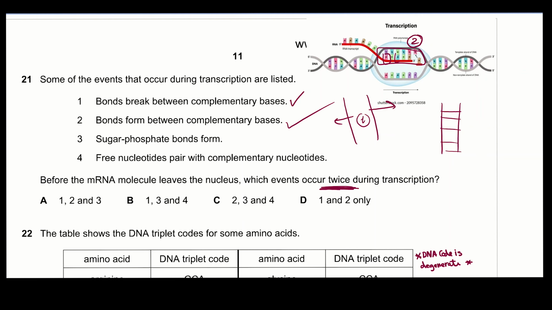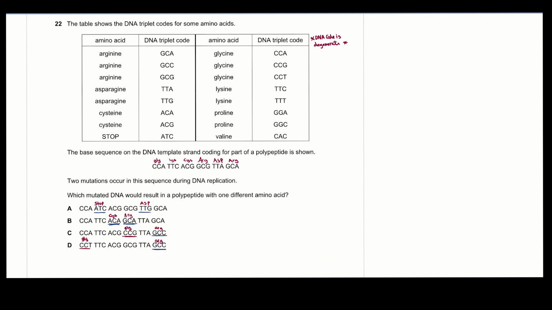3. Sugar phosphate bonds form. This is incorrect. It only forms once when mRNA is complete. 4. Free nucleotides pair with complementary nucleotides. This only happens once when mRNA nucleotides bind with the DNA, so this is incorrect. So the answer is going to be D. 22. The table shows the DNA triplet codes for some amino acids.